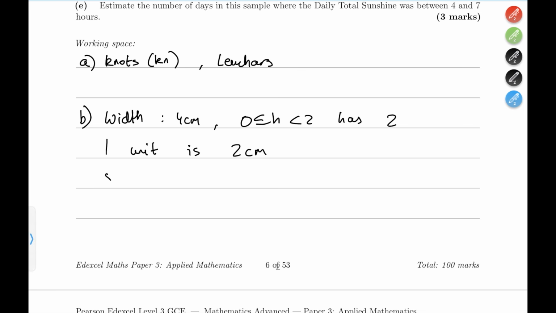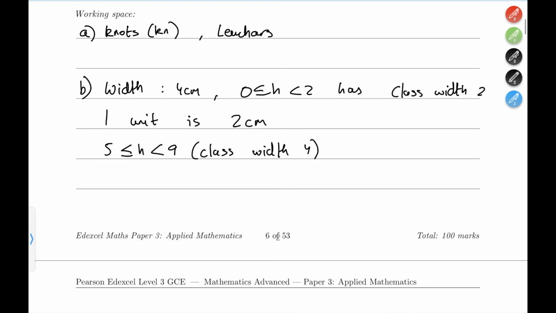And if we look at 5 to 9, so 5 less than h less than 9, that has a class width of 4. So we said that 1 unit is 2 centimeters, so a class width of 1 will be 2 centimeters. Therefore, for a class width of 4, the width will be 4 times 2, which is 8 centimeters. So we know that the width of this 5 to 9 bar is going to be 8 centimeters.